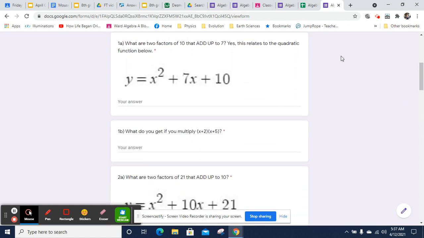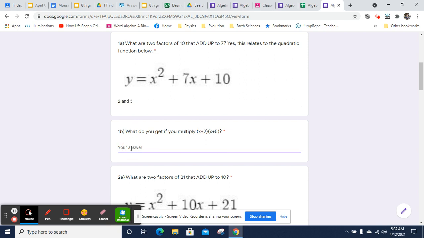So what are two factors of 10 that add up to 7? And there's a connection between these two in this question. So two factors that multiply to make 10 and add up to 7 are 2 and 5.